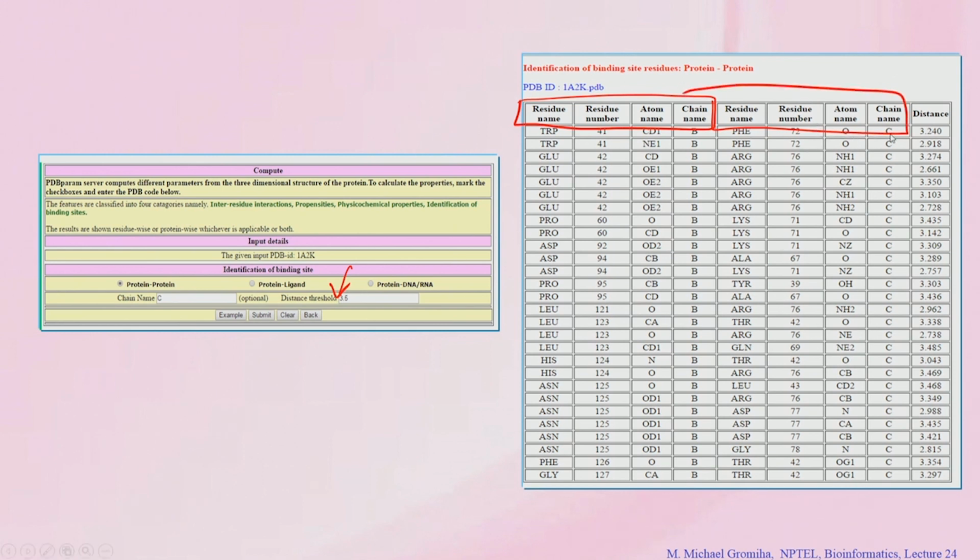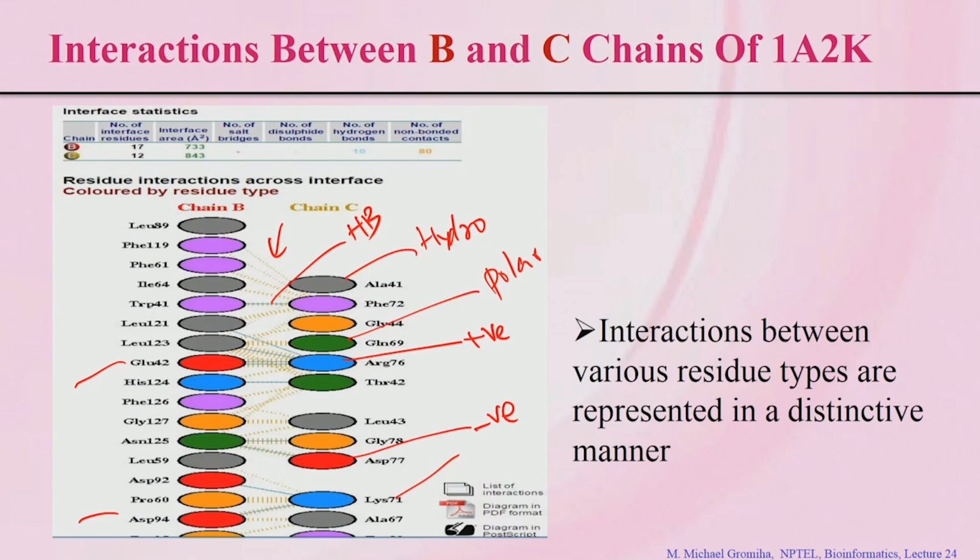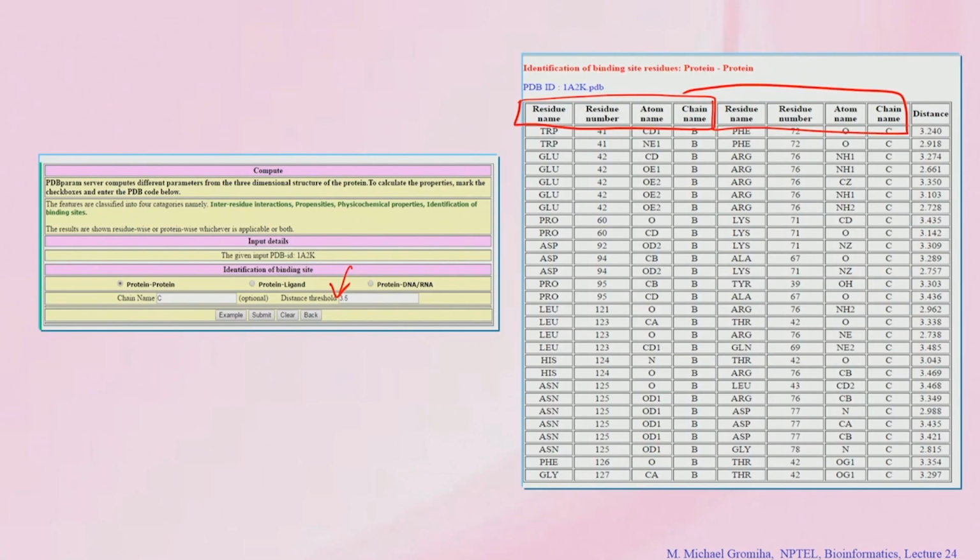So, phenylalanine 72, chain C, has a distance of 3.2 angstrom, the same in 1A2K. The tryptophan and phenylalanine are within a distance of 3.2 angstrom, so they are having interactions. The same information you can also get from PDBsum, they are making hydrophobic contacts. So in this case you can get all the contacts, and from these contacts you can also identify which type of interactions they are possibly making between these two chains, for example chain B as well as chain C. Okay, this is one concept.